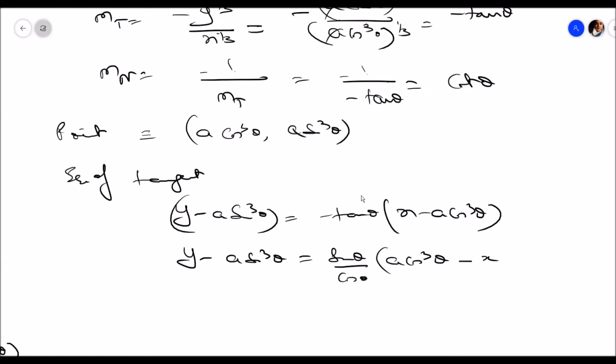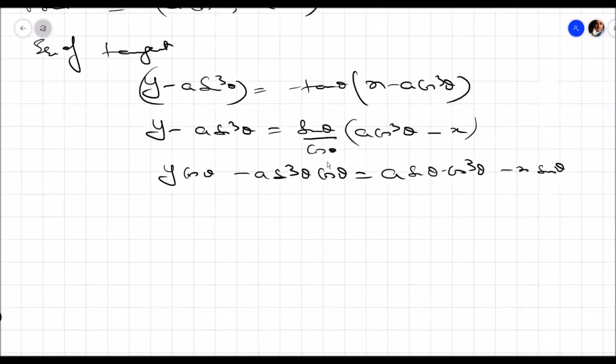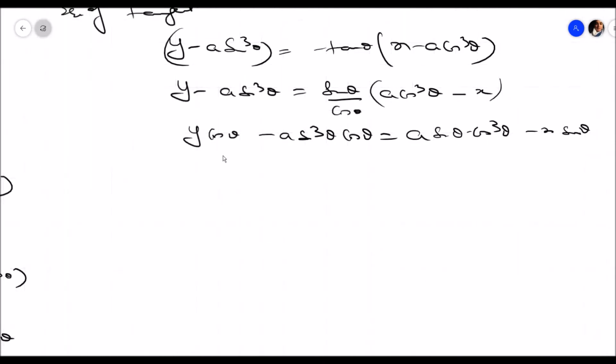In fact, minus x because tan theta is still outside. Okay, so just cross multiply this, which will give me y cos theta minus a sine cube theta cos theta is equal to a sine theta cos cube theta minus x sine theta. Further rearranging, I'll bring all the x and y terms onto the LHS and all these theta terms onto the RHS.